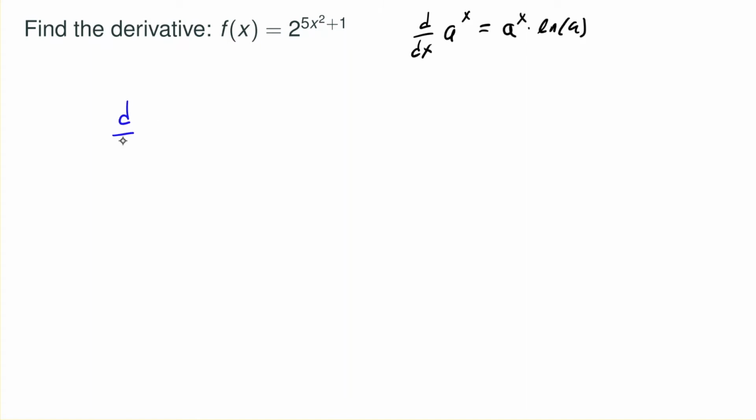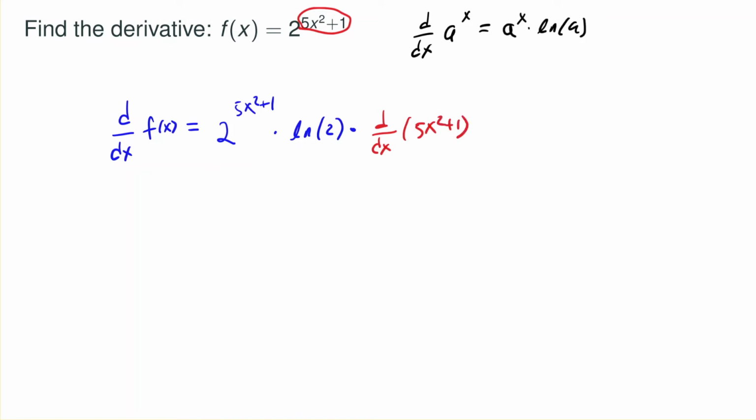So derivative of this is first 2 to the 5x squared plus 1, just copy it as it is, multiply by ln of 2. Then the argument, which is the inside function, is 5x squared plus 1. So we have to multiply by derivative of that function, like this. So then we get 2 to the 5x squared plus 1 times ln of 2 times derivative of this, which is 10x by power rule, and derivative of 1 is 0.